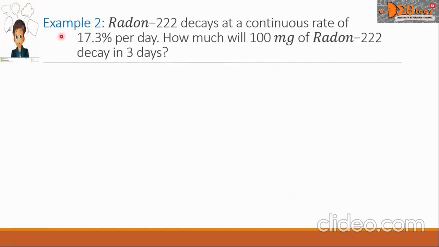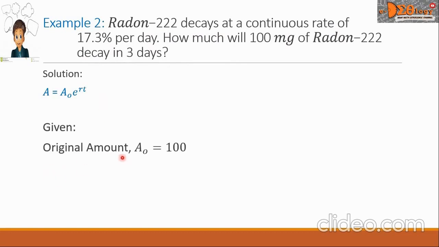Let's see this example 2. Radon-222 decays at a continuous rate of 17.3% per day. How much will 100 milligram of radon-222 decay in 3 days? Let us begin our solution by writing the formula. Let us enumerate the given in the problem.